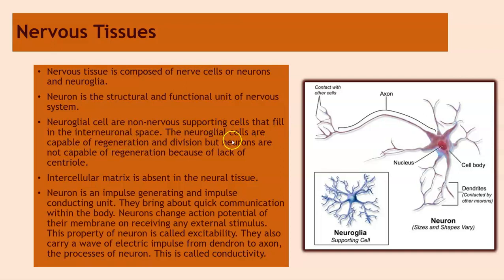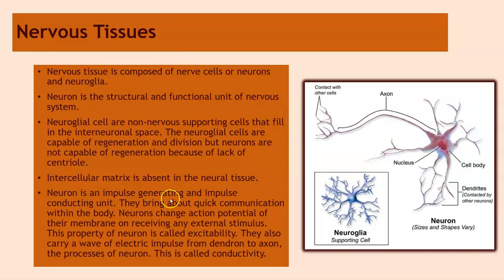The neuroglial cells are capable of regeneration and division, but neurons are not capable of regeneration because of lack of centrioles. So these can regenerate, but the neurons cannot regenerate. The spaces between the neurons are filled by these supporting cells. Intercellular matrix is absent in the neural tissues.